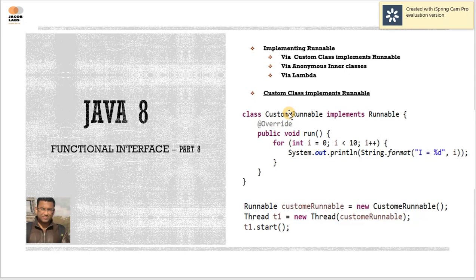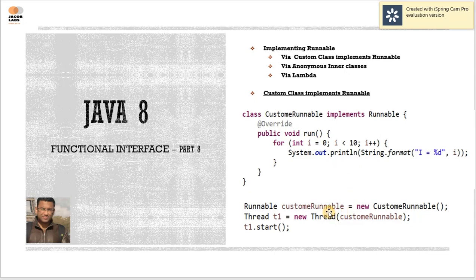As you can see on my screen, I have a custom class called CustomRunnable, which implements the Runnable interface. Because it implements the Runnable interface, CustomRunnable is forced to override the run method. And in the run method, I give my own implementation or the job or the task that has to be run by the worker thread. In this example, I am just printing from 0 to 9. Nothing complex, all that we have learned in core Java.